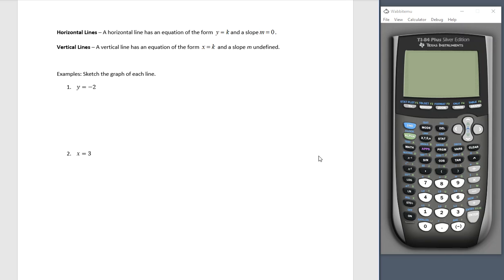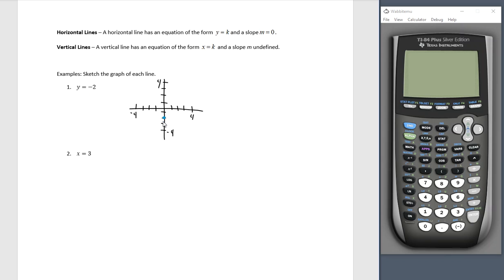Horizontal line, as we saw in an earlier video, if you're watching in order, has an equation of the form y equals k, and the slope is 0. So let's look at this y equals -2 using black. 1, 2, 3, 4. 1, 2, 3, 4. 1, 2, 3, 4. And just for kicks, we'll go out here. Now the y value is -2. That's it, it is -2. So on the y-axis, find -2.